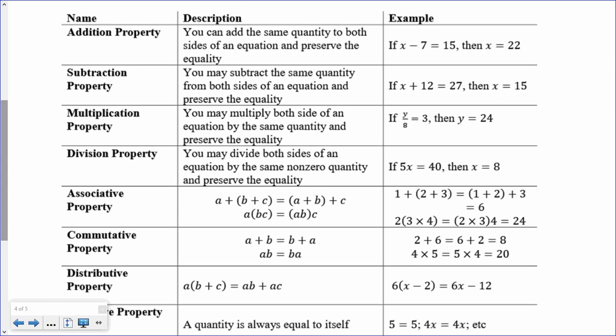So adding the same thing to both sides is called the addition property. Subtracting the same thing from both sides is the subtraction property. Multiplying the same thing on both sides is the multiplication property. And dividing the same thing on both sides is called the division property.